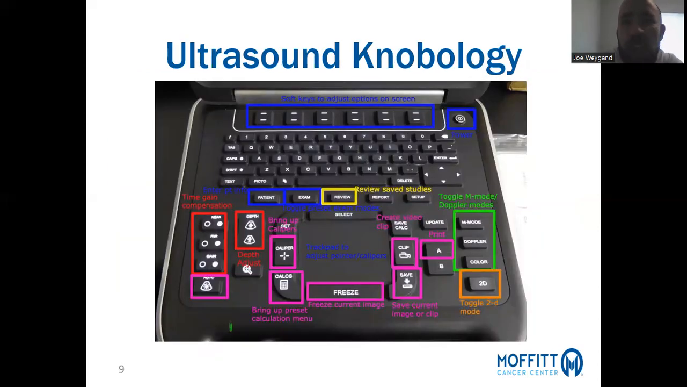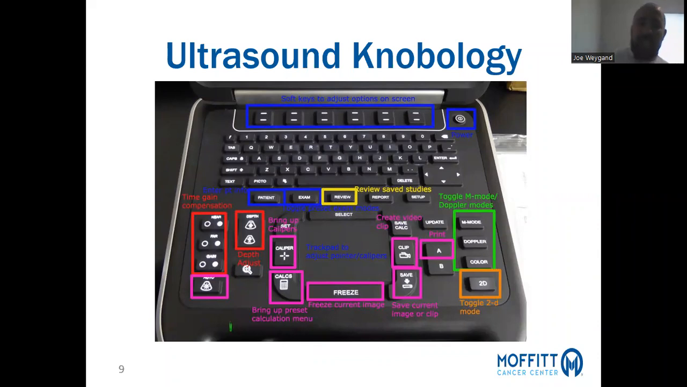They usually use the term knobology to describe the complex array of buttons on most ultrasound systems. They all look a little different, but they all mostly have the same sets of buttons. The reason why ultrasound has a more complex set of buttons is because, unlike other imaging modalities, let's say MRI, where you set the parameters in advance and then perform your imaging study, in ultrasound you are adjusting your parameters on the fly during the imaging study.